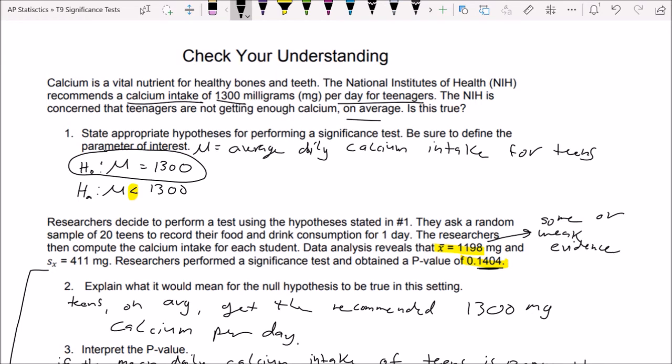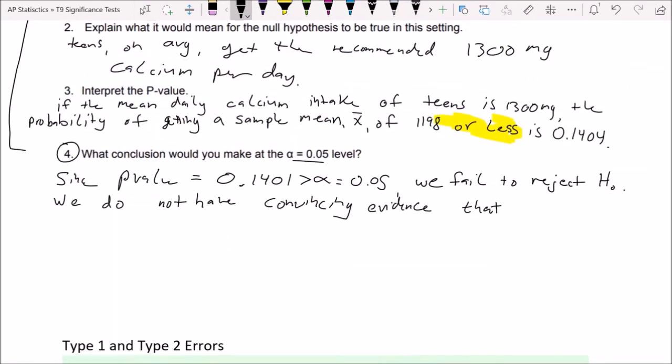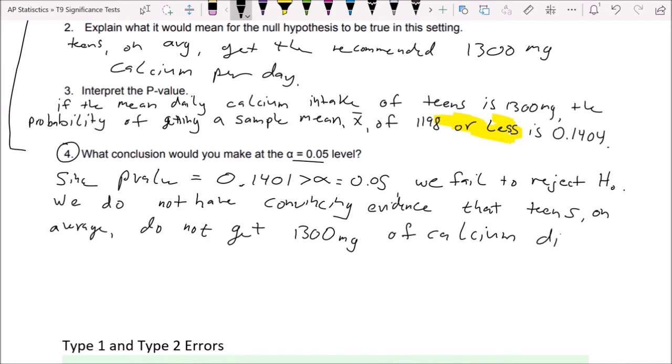Okay, so we do not have convincing evidence that teens, on average, do not get 1,300 milligrams of calcium daily. There are other ways to word that. We could have said that we don't have evidence that they're not getting enough calcium. That also would have answered this question, right?